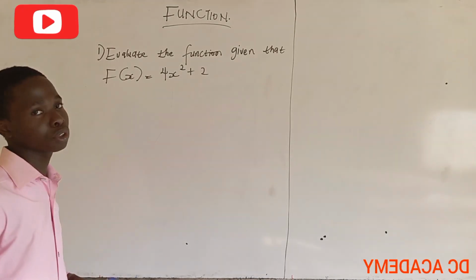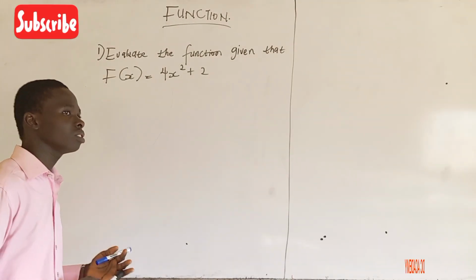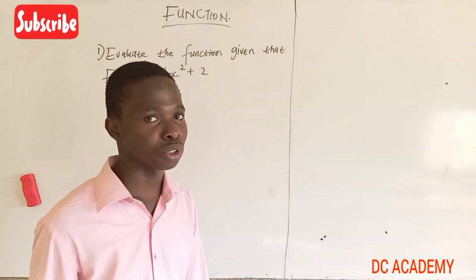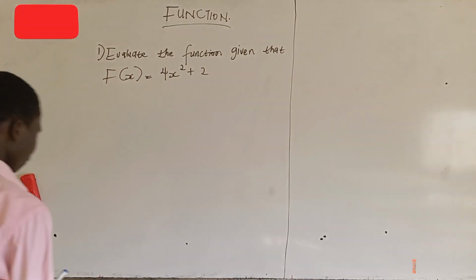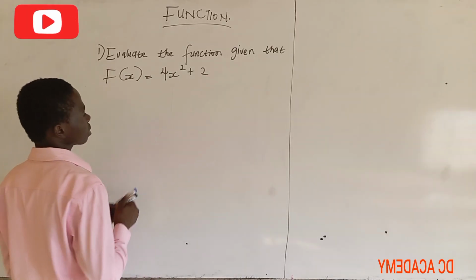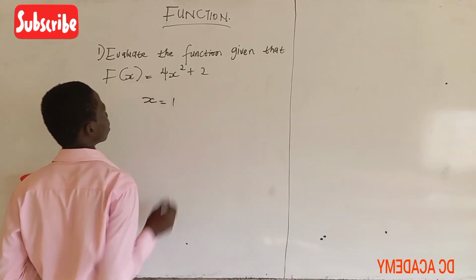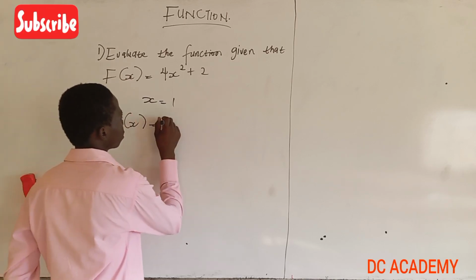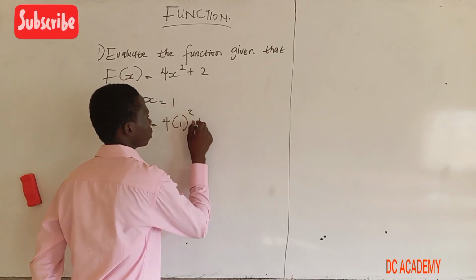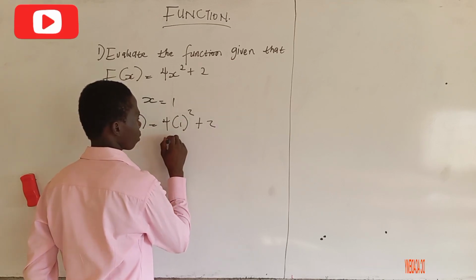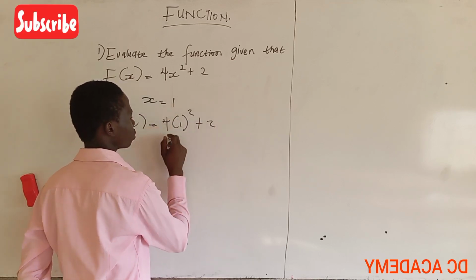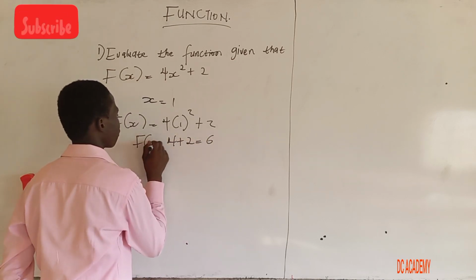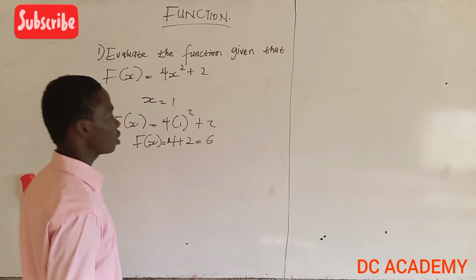We have linear functions, quadratic functions, polynomial functions, and other functions. In this case, let's say x is equal to 1. If you put 1 here, that is 4 times 1 squared, which is 4, plus 2 is 6. So f of x is equal to 6 when you put in 1.